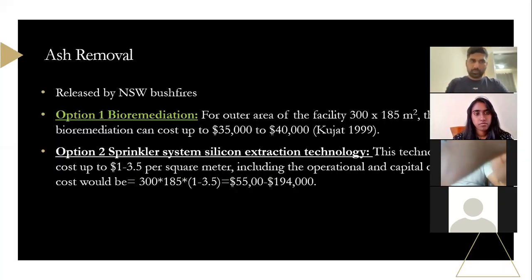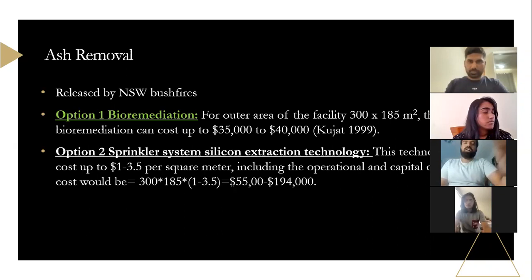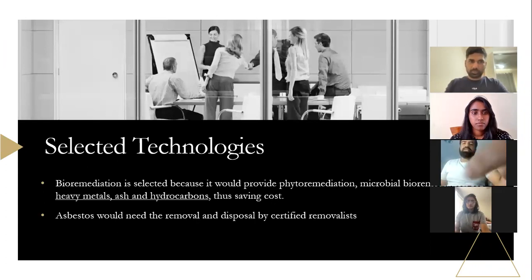Lastly, we talk about ash. The technologies for ash also include bioremediation and sprinkler system, silicon extraction technology, as has been mentioned earlier. We would be selecting bioremediation because bioremediation would give us removal of hydrocarbons, heavy metals, and ash. And asbestos will only need one, which is the removal by certified professionals. Next slide. So these are the selected technologies, and that's all.